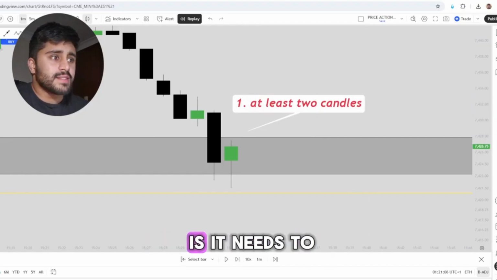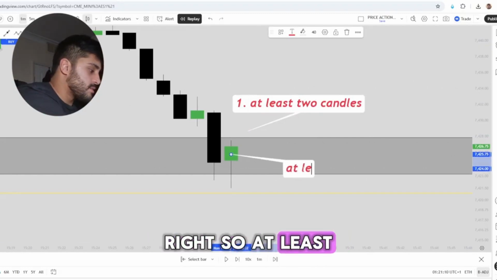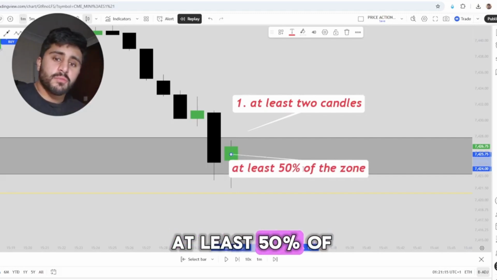And the second thing is it needs to come into at least 50% of the zone, right? So at least 50% of the zone.